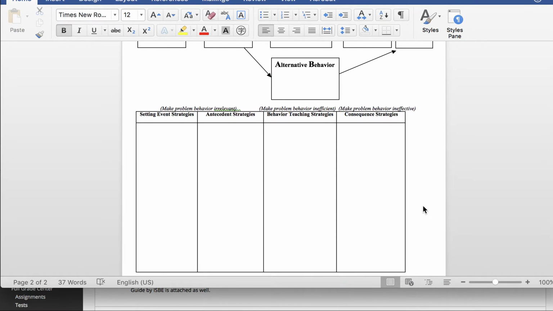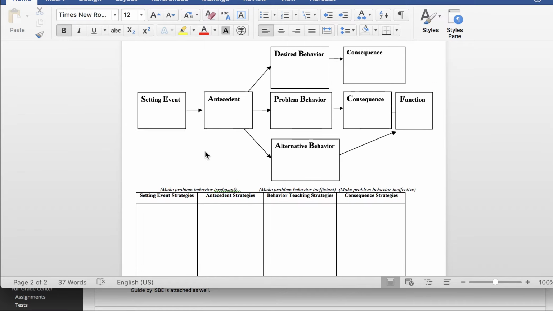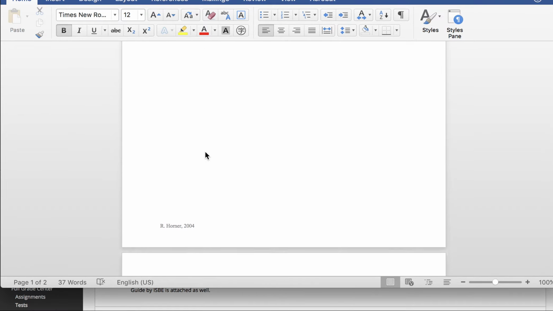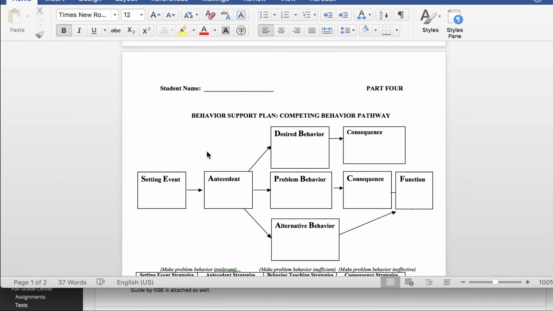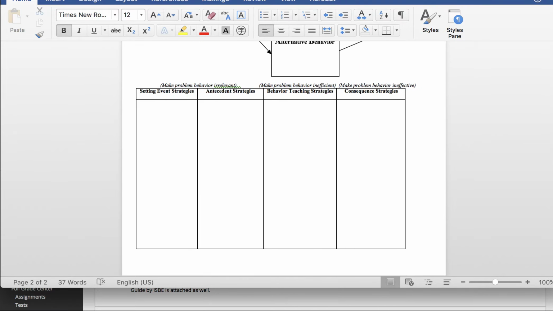Okay. And then I gave you several examples of instructional strategies for setting events, antecedents, teaching strategy, and consequences. You can use those examples, or if you have any other idea, you can use your own. There will be no correct or incorrect answer though. So once you're done, you can upload your answer to Blackboard. If you have any question, please contact me via email, or you can use the online office hour as well.